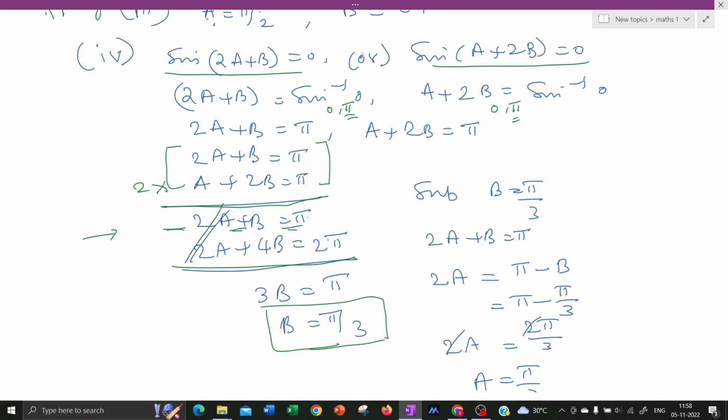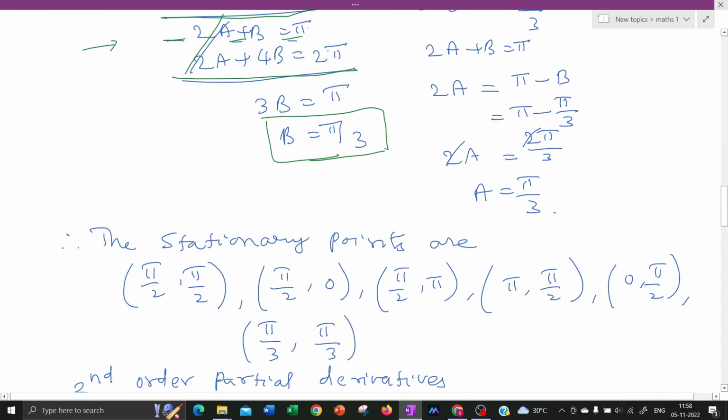When b equal to pi by 3, substitute b equal to pi by 3 in any one of the equations, for example 2a + b equal to pi. If 2a + b equal to pi, then 2a equal to pi minus b. What is b here? Pi by 3. Substitute b equal to pi by 3 here. We get 2a equal to pi minus pi by 3, that is 2a equal to 2 pi by 3. The 2 gets cancelled on both sides. Then a equal to pi by 3.